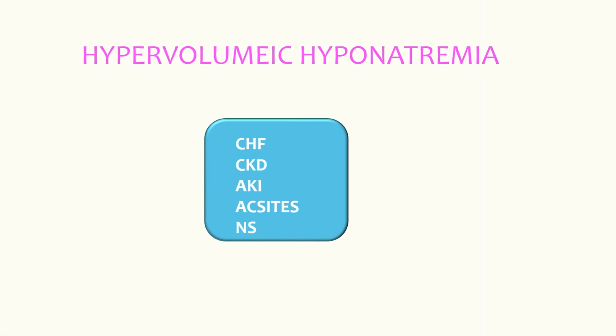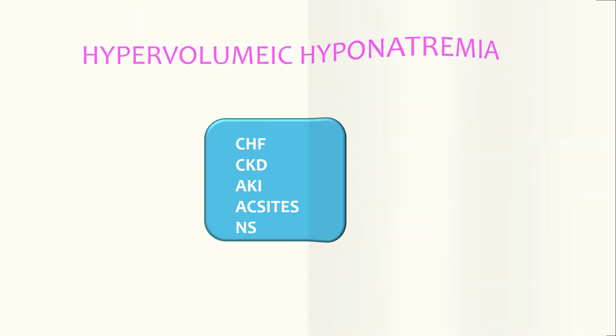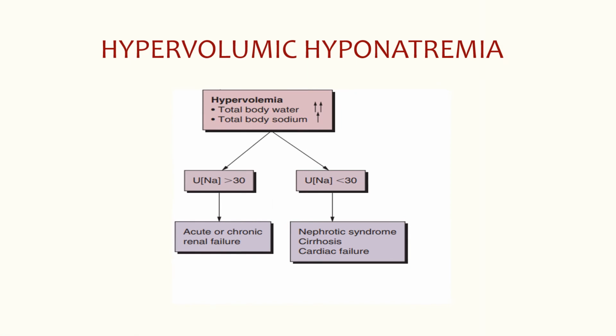Now, hypervolemic hyponatremia is seen in CHF, in CKD, in AKI, in ascites, in nephrotic syndrome, all states associated with volume overload. And for hypervolemic hyponatremia, this is the flow chart. A urine sodium of less than 30 is seen in cirrhosis, in cardiac failure, in nephrotic syndrome, and urine sodium greater than 30 in acute or chronic renal failure.